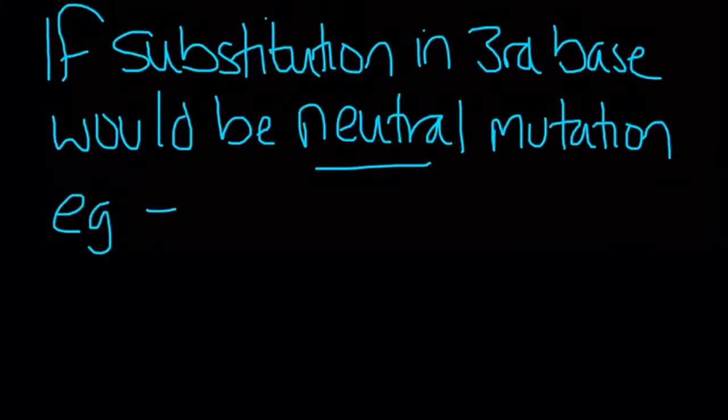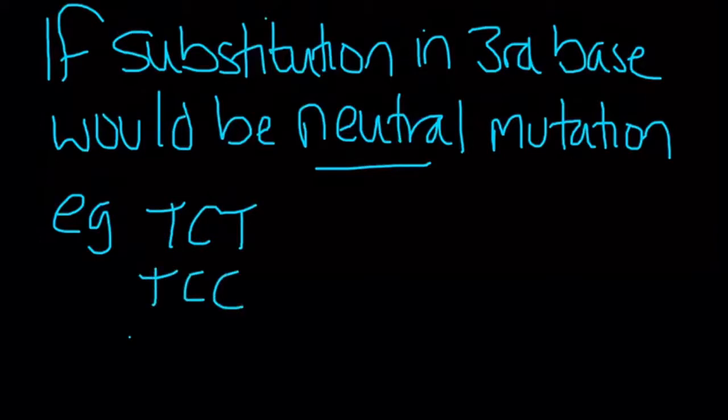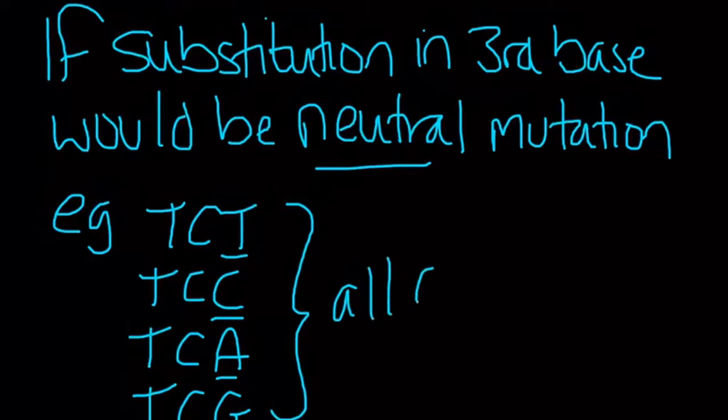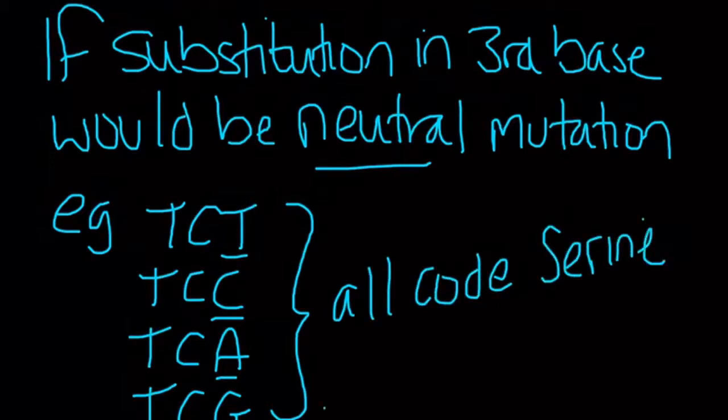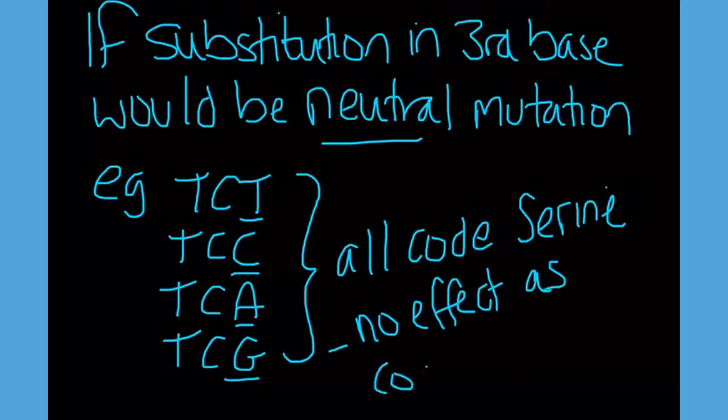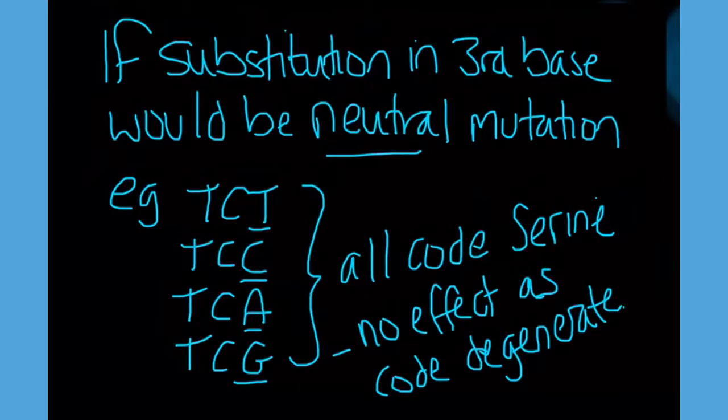If a substitution happens in the 3rd base of the triplet code, this would be known as a neutral mutation. So for example, if TCT, TCC, TCA or TCG, the 3rd base was changed, they all code for the same amino acid serine. And this then shows that there is no effect in that 3rd substitution, and that is because the code is degenerate. More than one triplet code for the same amino acid.